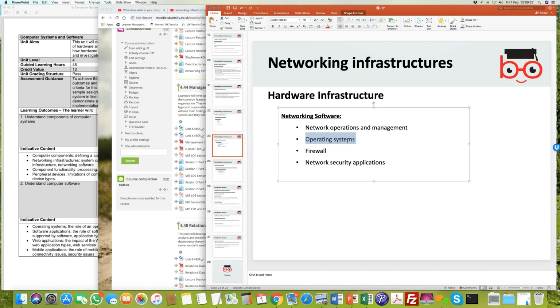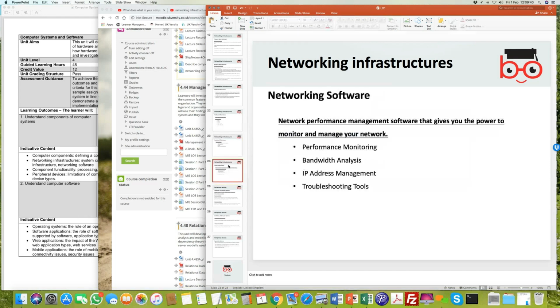So a network in general, broadly speaking, when we talk about different types, we looked at LAN, MAN, WAN, different types of networks. But in order to run those networks, you need hardware and you need software. And that is just a bit of classification that you need to understand in this unit.